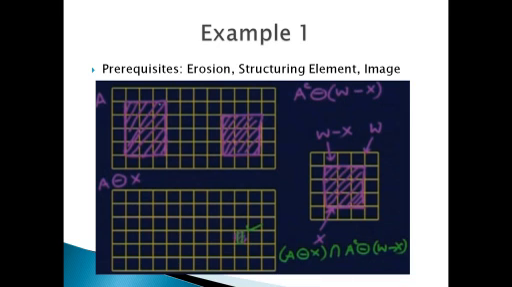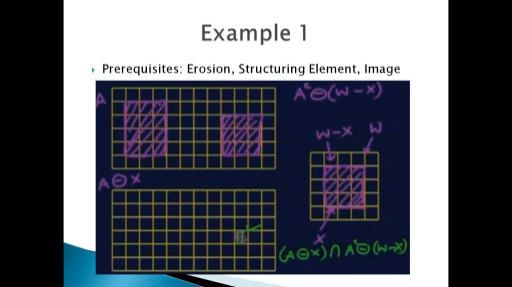To find the hit or miss of A, using the structuring element X, we will take A eroded by X, and that is demonstrated in the bottom grid, which is the output. And then we will also take the intersection of that with A complement eroded by the set W minus X. A complement is essentially the inverse of what you see A is.